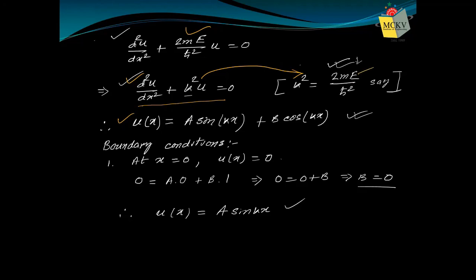which is also unknown. How will you find those three quantities? We will use two boundary conditions and one condition of normalization. By boundary condition, we mean at x equal to 0 and x equal to L, the wave function is 0. That means at the boundary, the wave function is 0. So if we use the first condition, we get B to be 0. That means we have only A sin kx now.